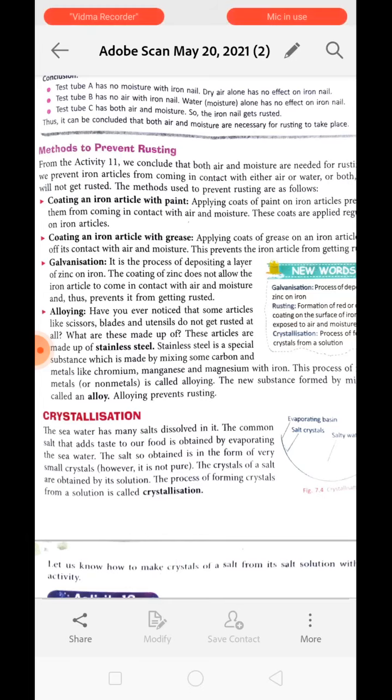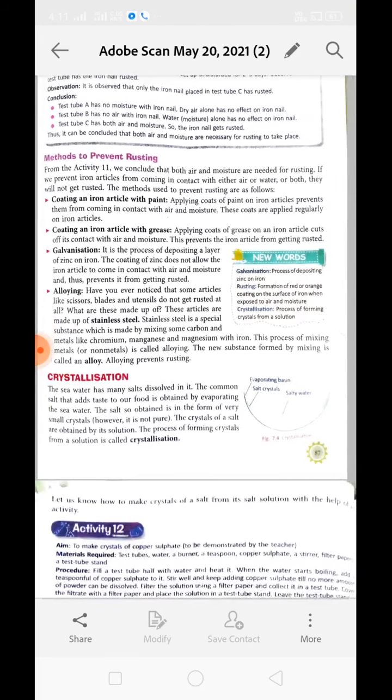When we apply a layer of paint on the iron article, it forms a barrier between the air and moisture present in the atmosphere and the iron. It forms a boundary line that cannot let the moisture or oxygen cross and meet the iron. It is basically breaking the contact. Applying a coat of paint on iron articles prevents them from coming in contact with air and moisture.